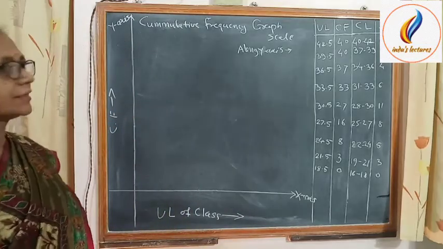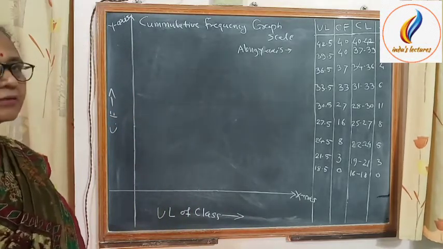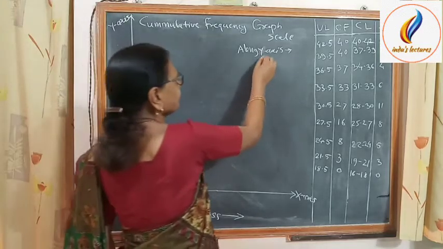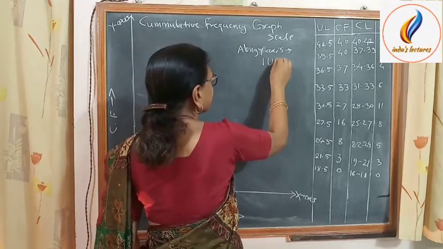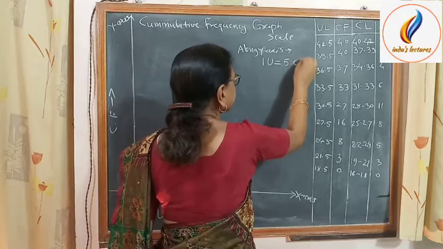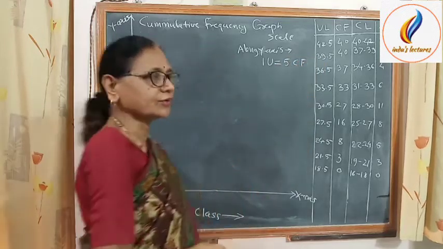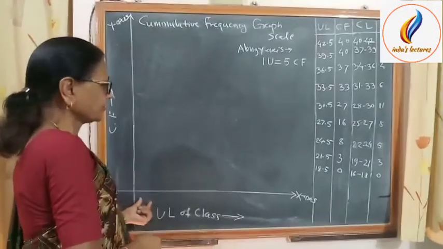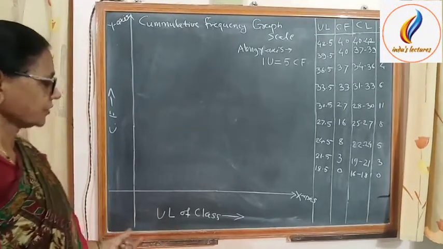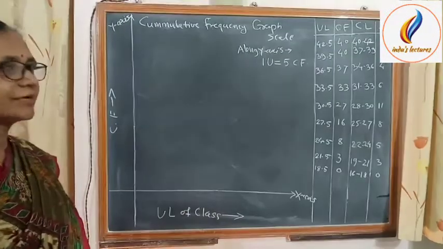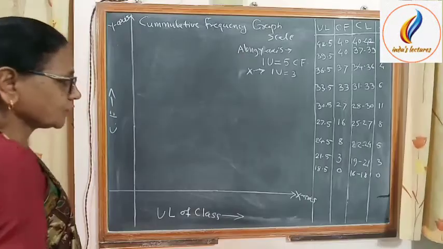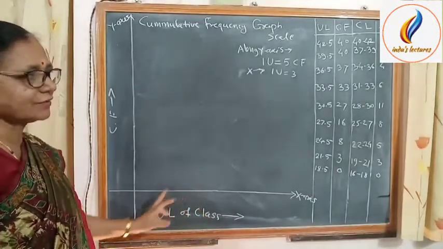Along the y-axis we will take the scale as 1 unit equal to 5 cumulative frequency. 1 unit is equal to 5 CF. And along the x-axis, 1 unit is equal to the length of the class interval. Now mark the points along the x-axis and y-axis.